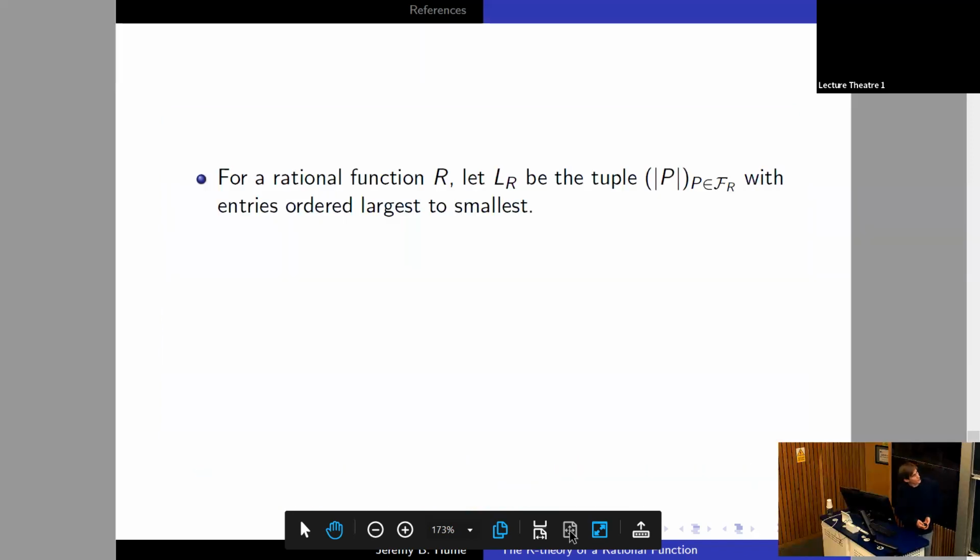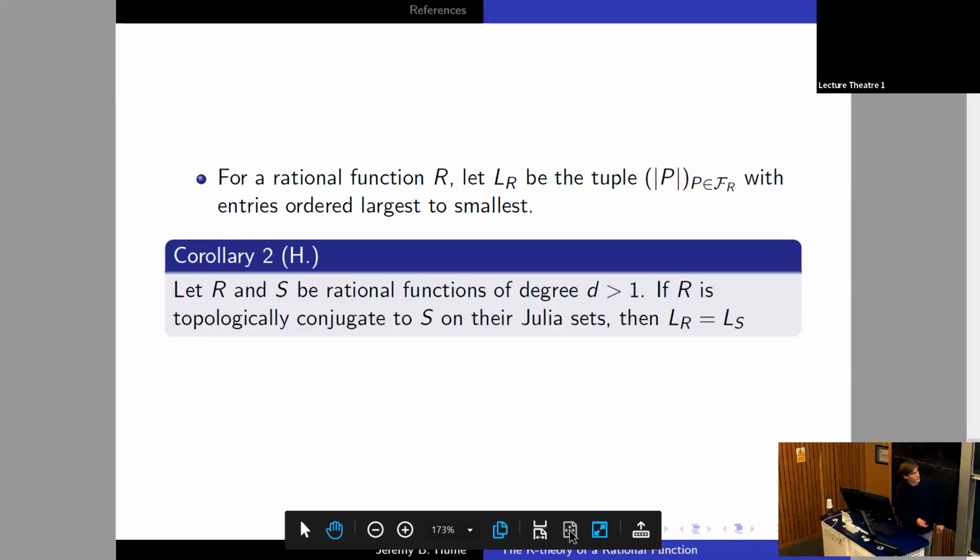And then also I compute a new dynamical invariant for rational dynamics. So if you let this tuple LR be just keeping track of the Fatou cycles and their cycle length and order entries from largest to smallest, I show that if 2 rational maps are topologically conjugate on their Julia sets, then their tuples are going to be the same. And this wasn't known in holomorphic dynamics before my result.